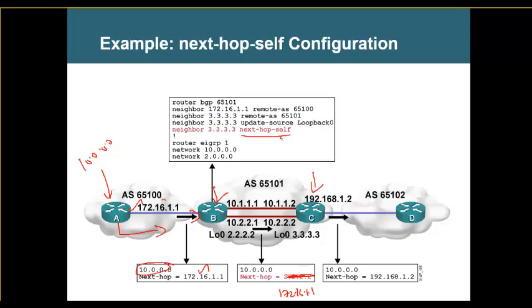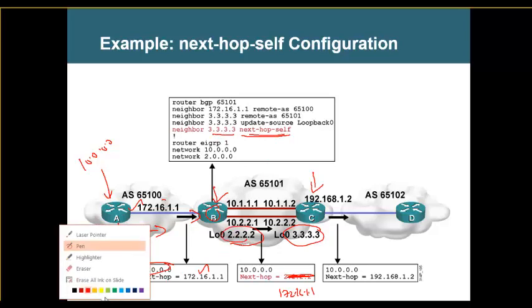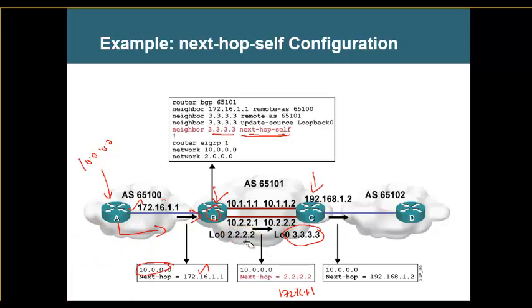We are telling B, whenever you talk to your neighbor, who is router B's IBGP neighbor? Tell me. C. Whenever you speak to him, just put your own address. Because we are running EIGRP, C knows where 2222 is. So when it learns with this next stop, C is happy to use it.